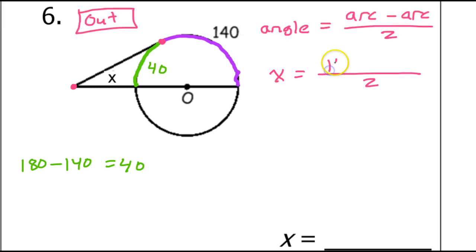Okay, so that's what I'm going to do now: 140 minus 40 divided by 2. So that's going to be 100 divided by 2, which is 50 degrees.